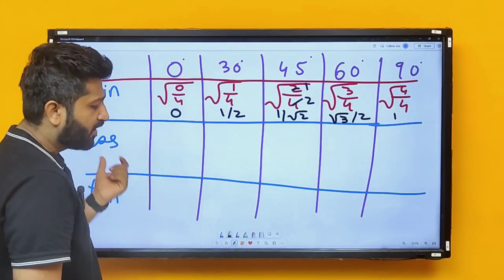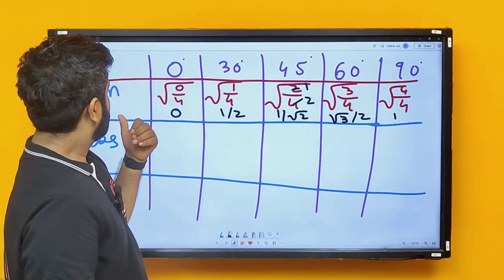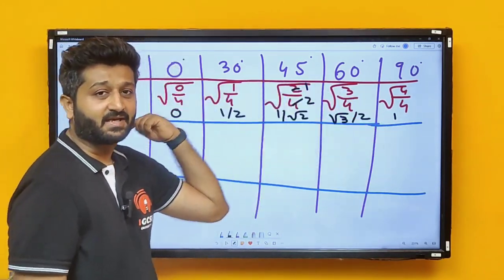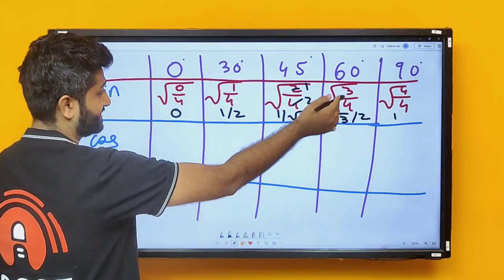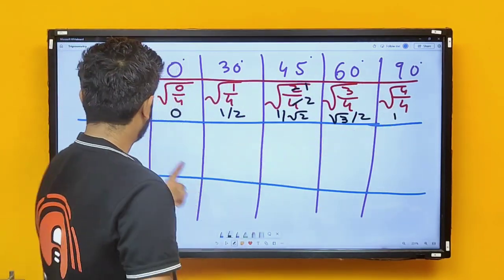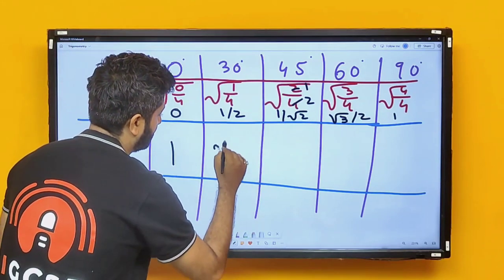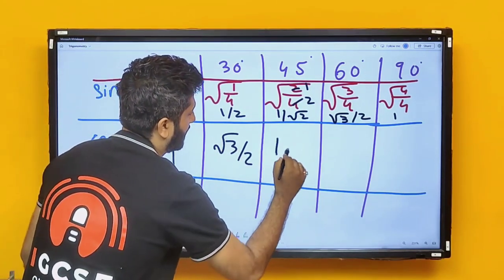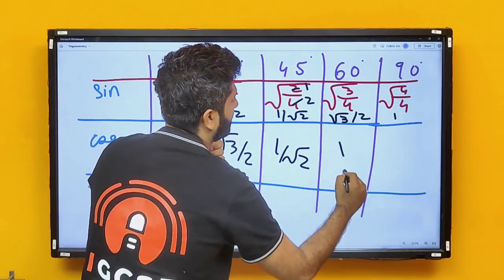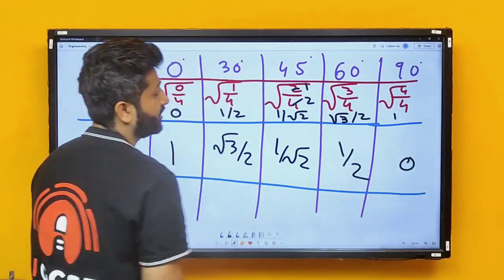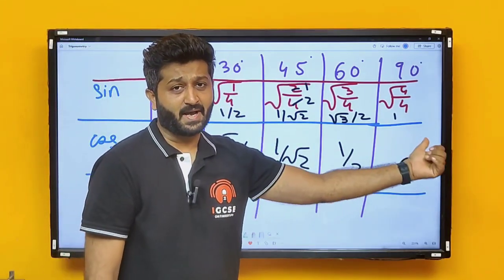Now, how do we proceed for cos? Cos is the opposite of sine. Sine 90 is 1, so cos 0 will be 1. Then root 3 by 2, 1 by root 2, 1 by 2 and 0. You just need to write the angles in the opposite manner.